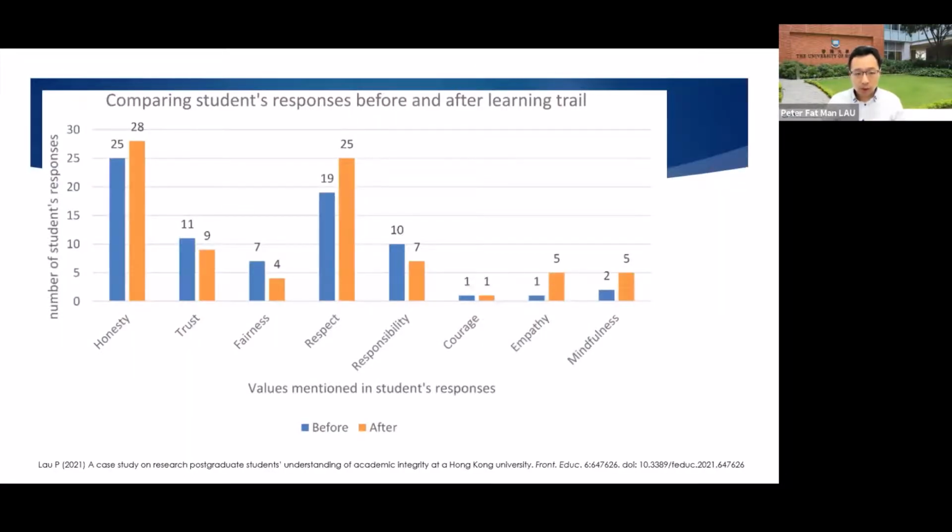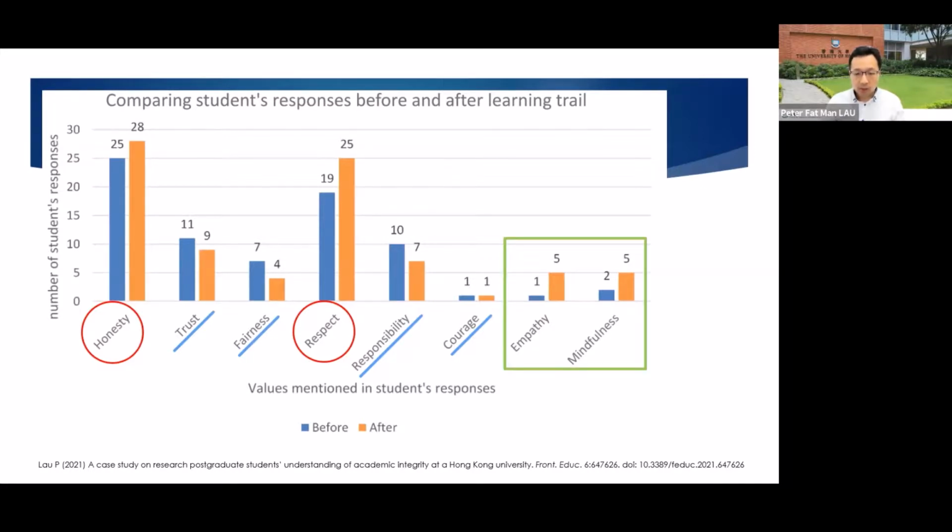In these figures, we can see that honesty and respect might be the most familiar values to the participants. When we compare with the other 4 ICAI values, namely trust, fairness, responsibility, and courage, we can see that the number of students responding relating to these 4 values is relatively lower compared with honesty and respect. And we also identified 2 new elements, empathy and mindfulness.